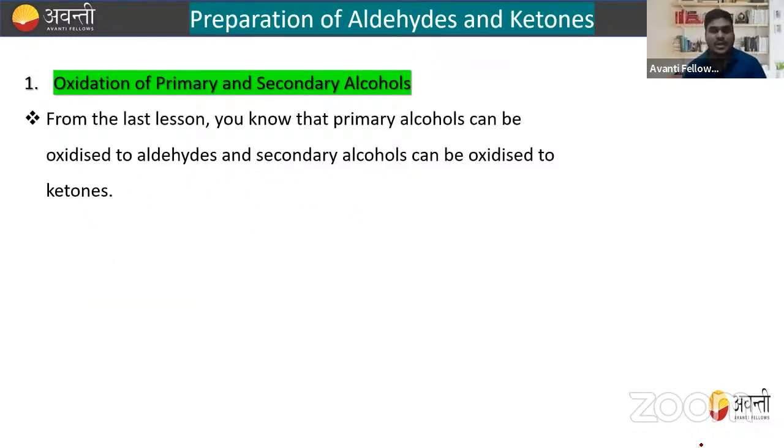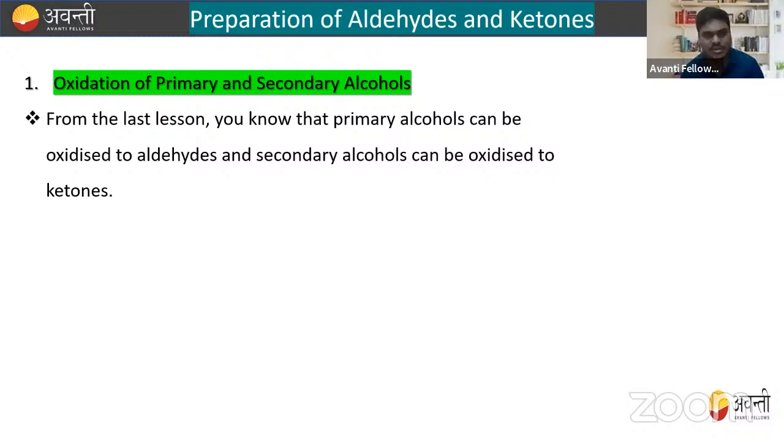Now, how will you prepare aldehyde and ketone? This is going to be a very important note, because we already covered alkyl halide, alcohol, phenol, and ether, where we saw how to prepare aldehyde and ketone, right? So how will you prepare aldehyde and ketone?